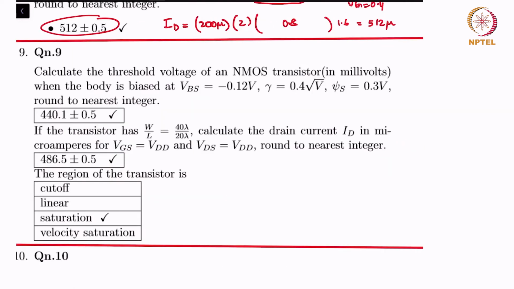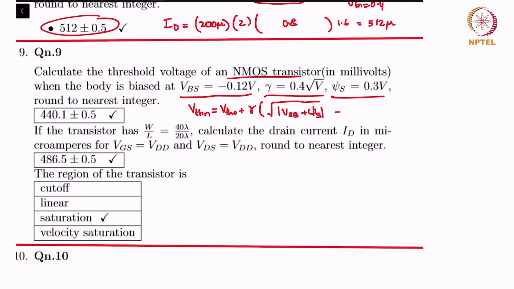Now in question 9, we have been given a body bias for the NMOS transistor. We've also been given gamma and psi s as parameters. So let's find the threshold voltage of this transistor. VTHN is equal to VTH0 plus gamma times square root of mod VSB plus psi s minus square root of mod psi s, right?